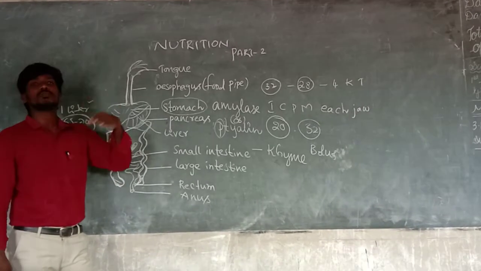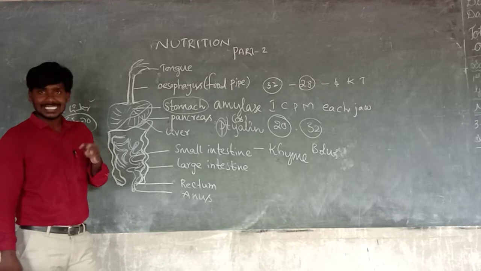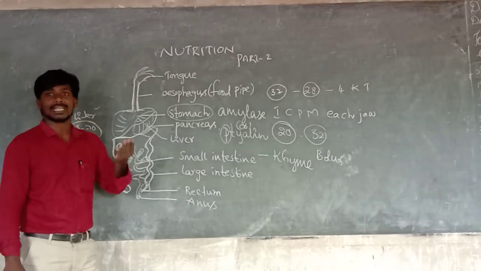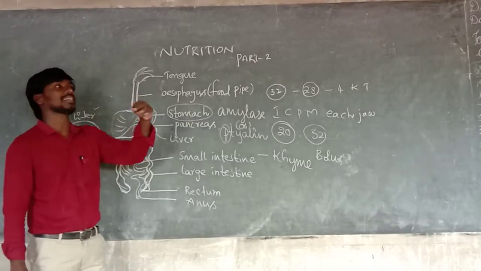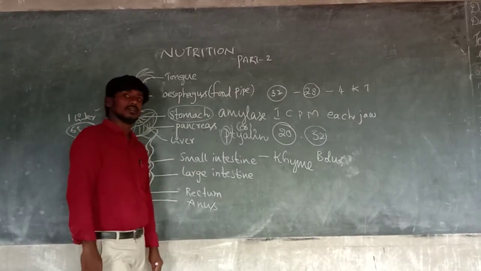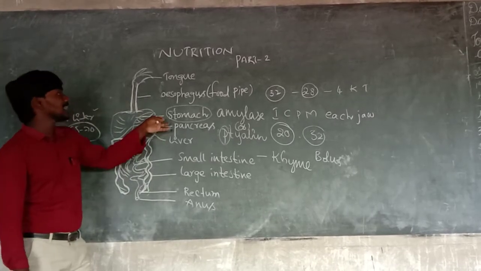The remaining time is called the rest period. That means you have already taken food material. That food will be digested and you get some energy. That is called blood. Okay. So the stomach is like a machine.